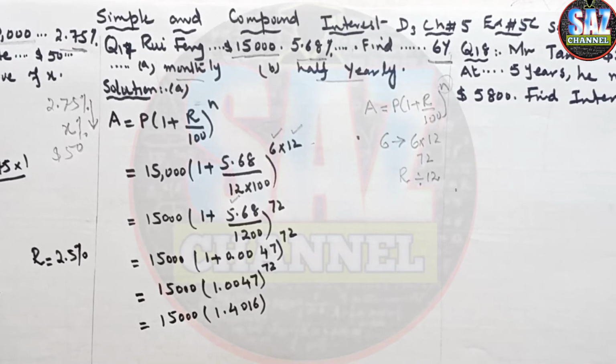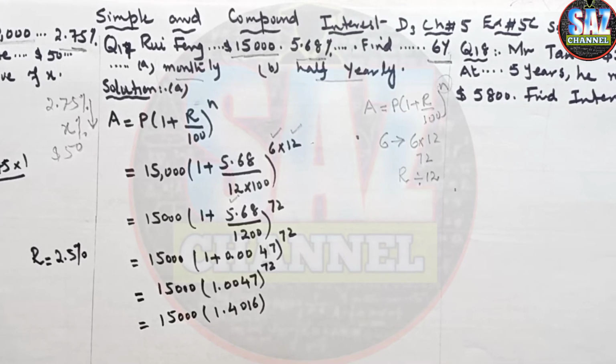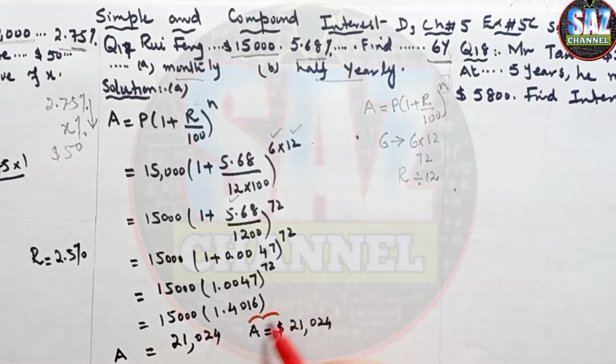1.4016 multiplied by 15,000, and this will give me 21,024. So the amount that he will be having at the end of 6 years will be $21,024. I hope you are clear about this situation. I'm going slow so that you can understand the question easily.